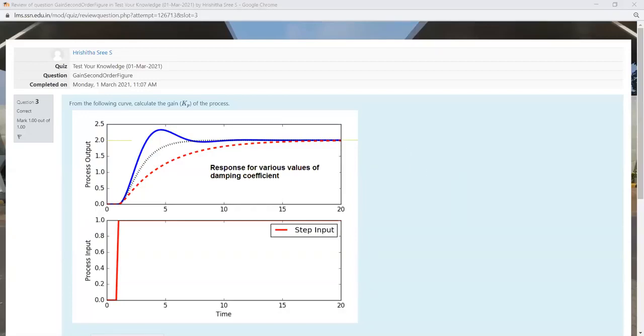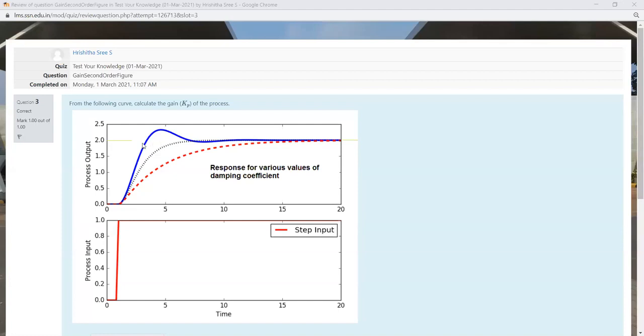What is the gain? 2, sir. 2. Yeah, since you have answered correctly, 2 is correct. And I am asking the other students, how do you say it is 2? How did you say it is 2? Because input step size is 1 and output step size AKP is equal to 2. AKP by A is equal to 2, sir.